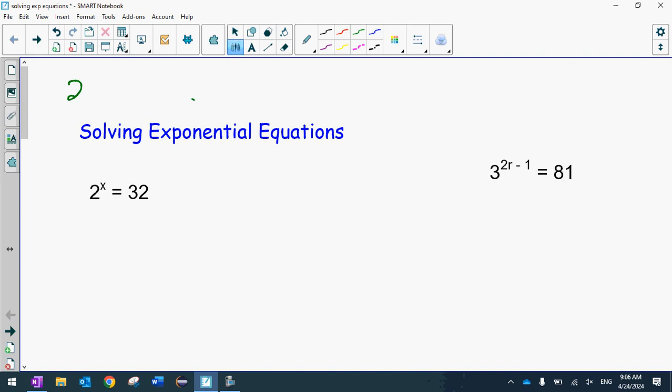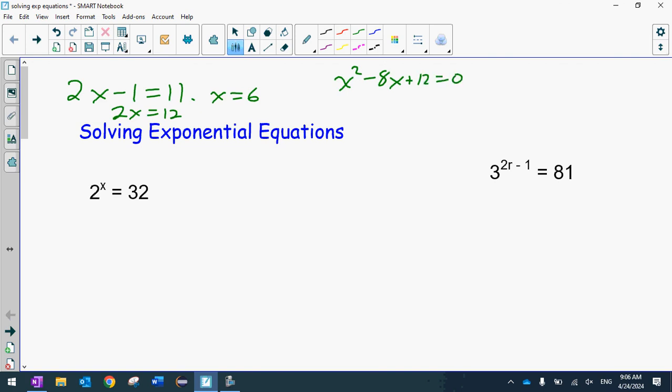Here's an example of a linear equation. Very simple one. We generally solve linear equations by doing what's called isolating the variable. That means getting x on its own, divide by 6, or divide by 2, x equals 6. We've also solved quadratic equations. Here's an example of a quadratic equation with an x squared in it.